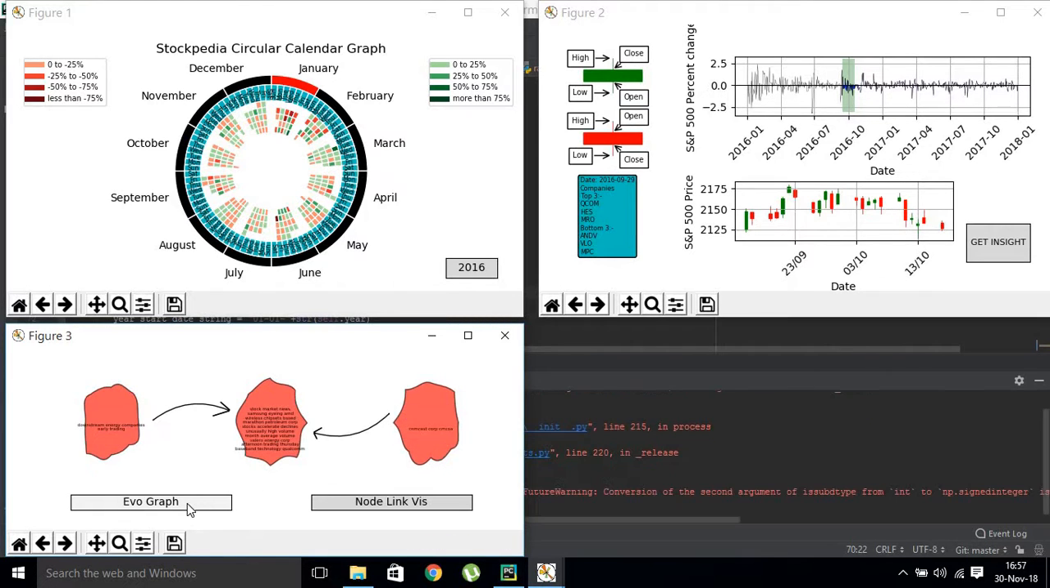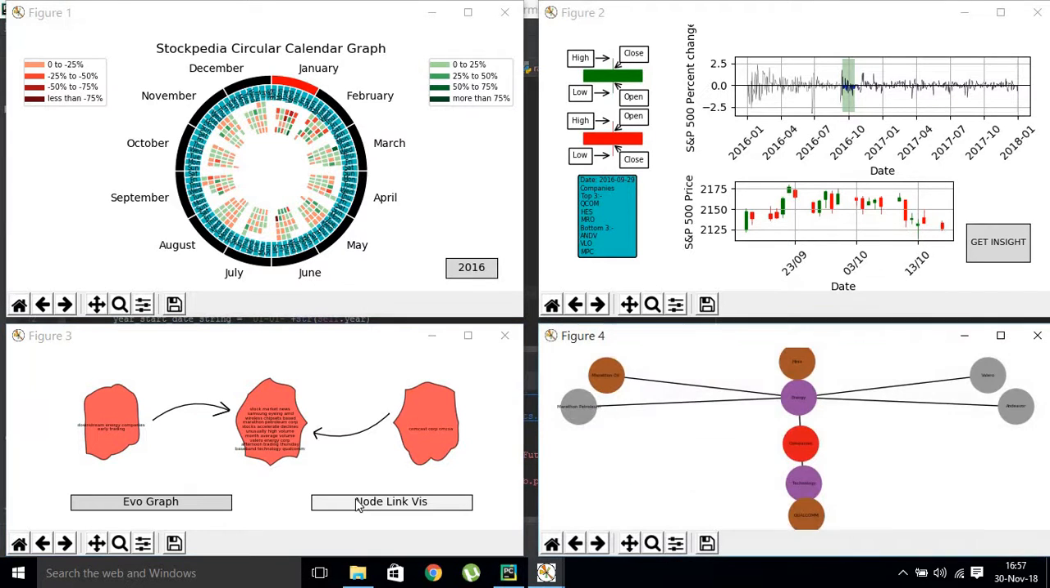When you click on the evolve graph button, you move on to the evolution graph, and you can see how the evolution of the event is taking place. So basically here we have the keywords that are similar to each other, and you can see the connections in this evolution graph.